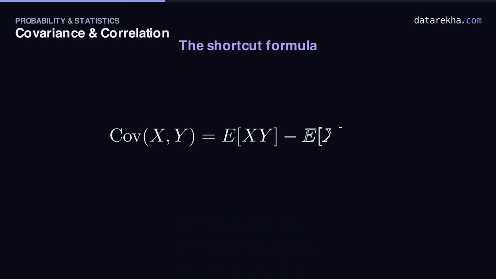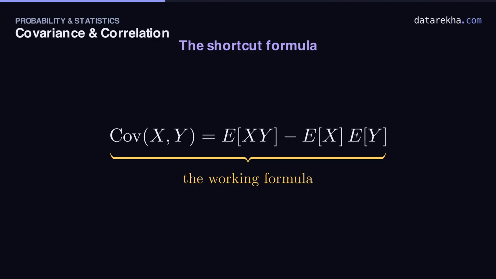Expanding that bracket gives an equivalent form that is far easier to compute with. Covariance equals the expected value of the product xy minus the product of the two separate means. This is the version you'll actually reach for. Find the average of x times y. Find each mean on its own and subtract.